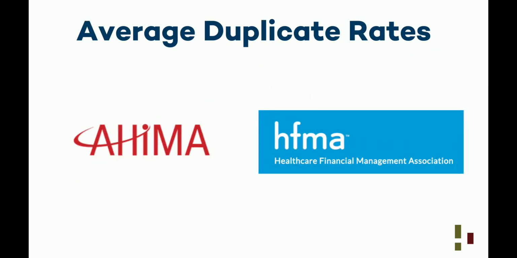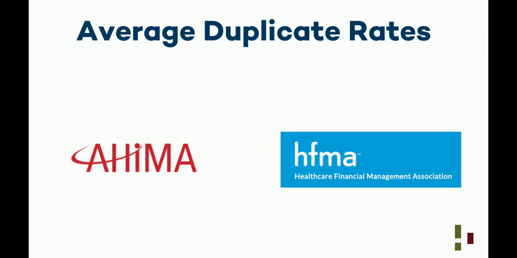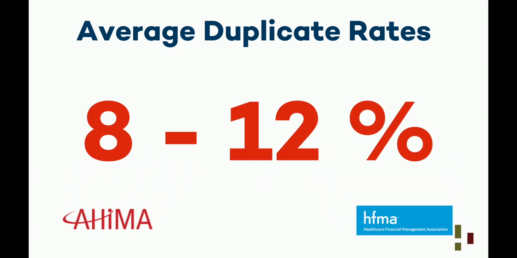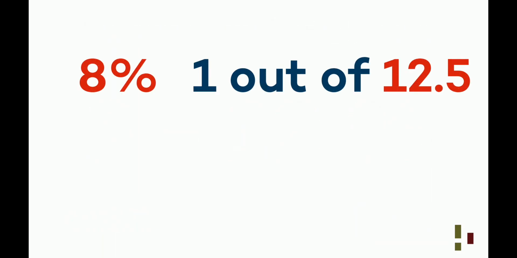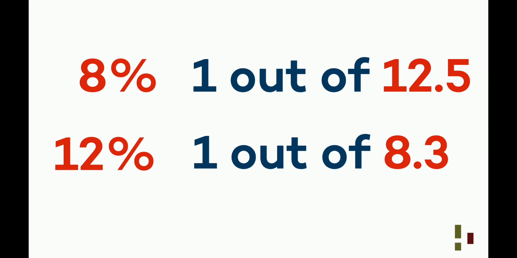Our parent organization, AHIMA, and the Healthcare Financial Management Association both say we have industry averages of 8 to 12% duplicate error rates. These numbers are a bit dated, but they're widely quoted today. And both AHIMA and HFMA are quite reputable, so if they measured it, we really should believe those estimates. With an 8% duplicate rate, that means we have a 1 out of 12.5 chance of getting a duplicate record, of getting a partial patient record. And with a 12% duplicate rate, our odds increase to 1 out of 8.3. That's a huge risk of not getting a complete history of the patient's encounters at the provider.